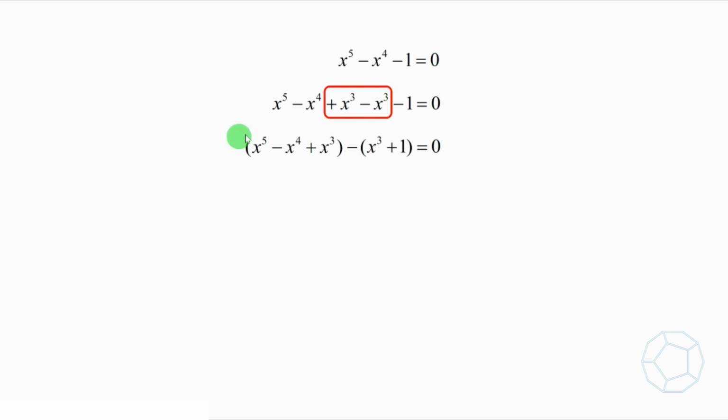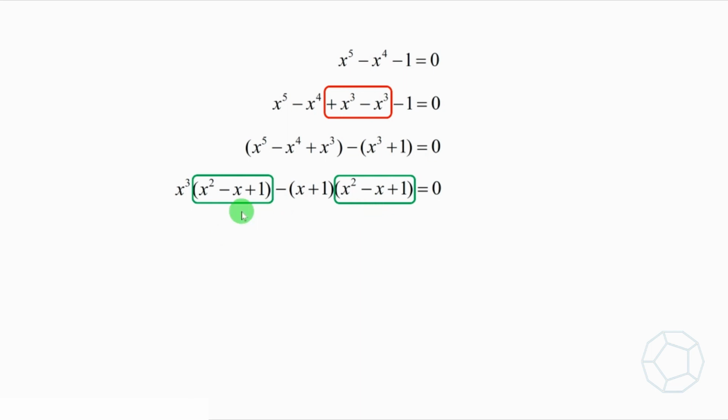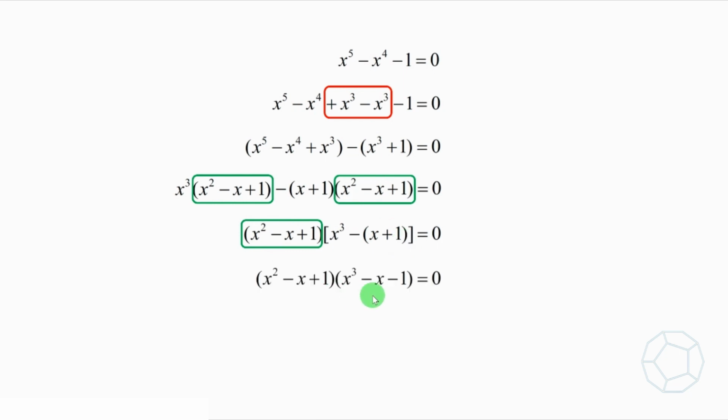By doing so, we can factorize both brackets. For the first one, we take out the common factor x cubed to get bracket x squared minus x plus 1. For the second one, it is a sum of two cubes. By the identity, we have bracket x plus 1 times bracket x squared minus x plus 1. Do you notice something? Right, there's another common factor x squared minus x plus 1. We can further take it out. So inside the second bracket, it is x cubed minus bracket x plus 1, which is x cubed minus x minus 1. At this point, it is obvious that either bracket is equal to 0.